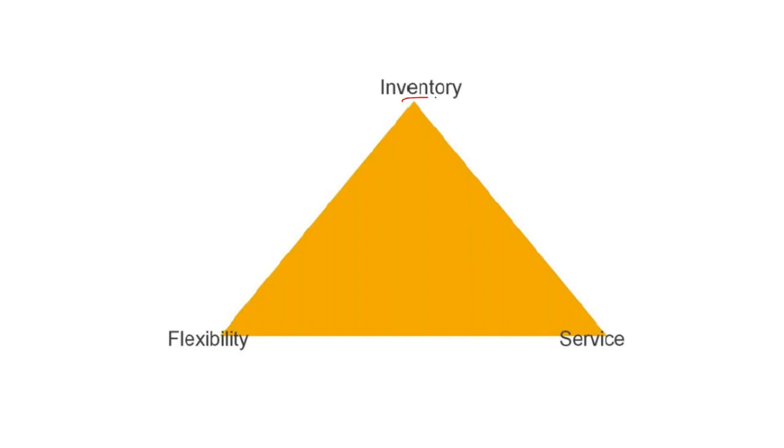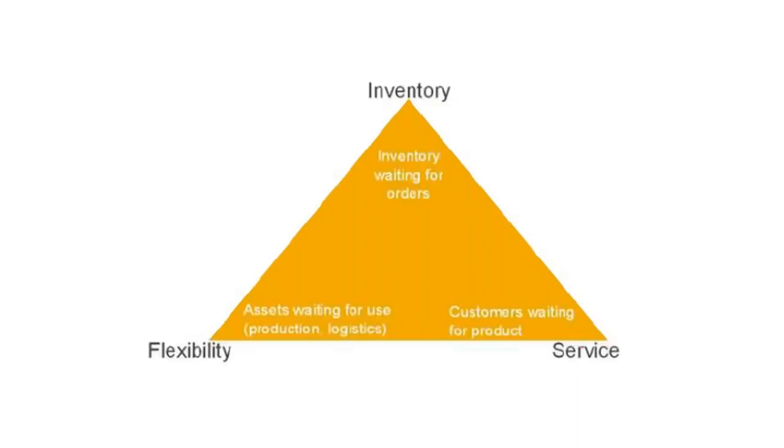There is inventory, and then we need flexibility in producing more or sending more. We also need to maintain the right service. The inventory is waiting for the orders. If we have more safety stock, the orders can be satisfied with that. We need flexibility so that the assets we have, the production assets and the logistic assets, can be optimally used. Then there is service, where the customer is waiting for the product.